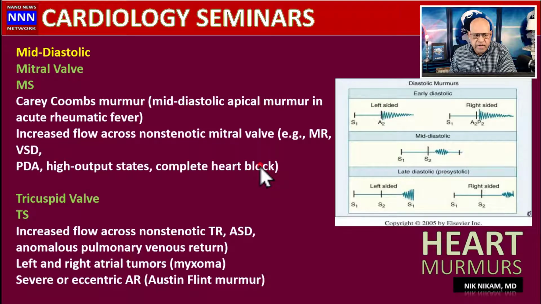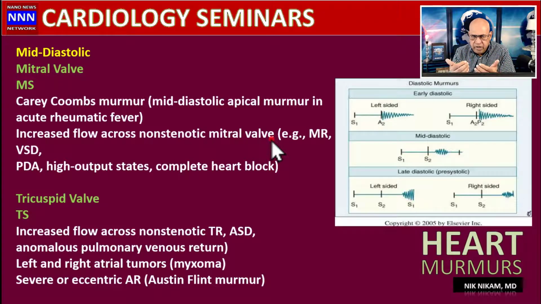Now let's talk about mid-diastolic murmurs. The most obvious condition is mitral stenosis, which has an opening snap after the second sound when the mitral valve tries to open during the early filling phase. Then we have the mid-diastolic rumble that can be followed by a pre-systolic accentuation. So that is the mid-diastolic rumble. It is seen in mitral stenosis. Another condition is called Carey-Coombs murmur, which is a mid-diastolic apical murmur heard in patients with rheumatic fever, which we rarely see these days. It can also be seen in patients with mitral regurgitation due to increased flow across a non-stenotic mitral valve.